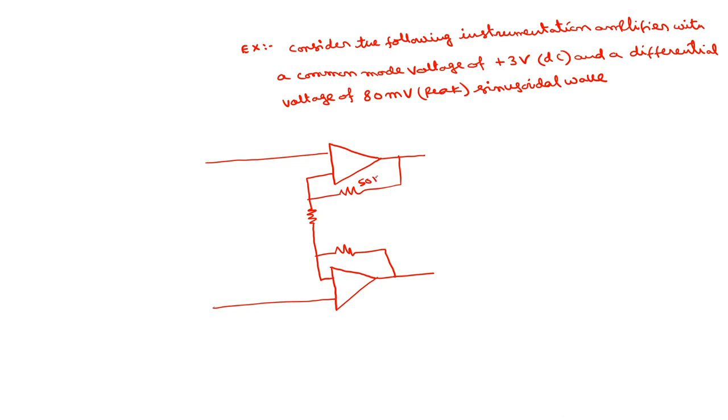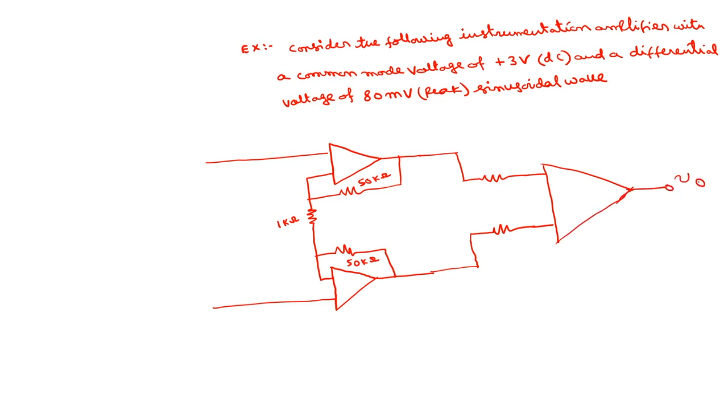This is 50 kilo ohms, this is also 50 kilo ohms, this is 1 kilo ohm. And here we have a differential amplifier. This is the final output V0. These are all 10 kilo ohms.